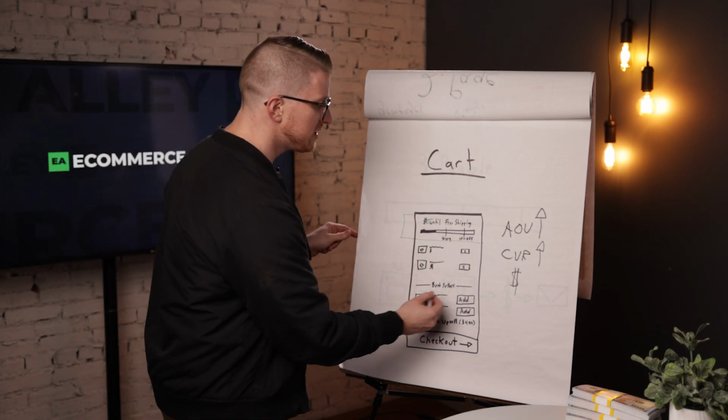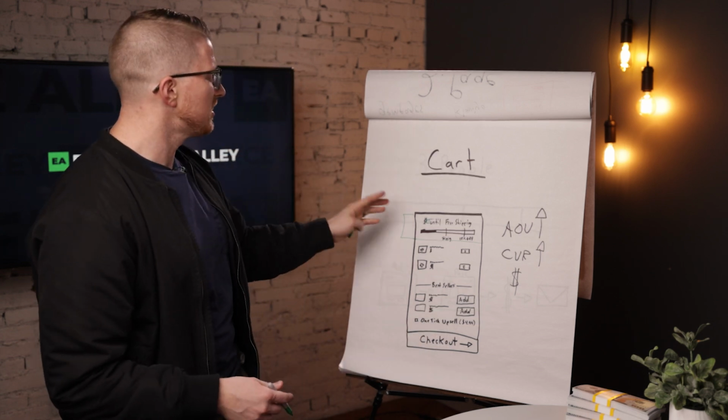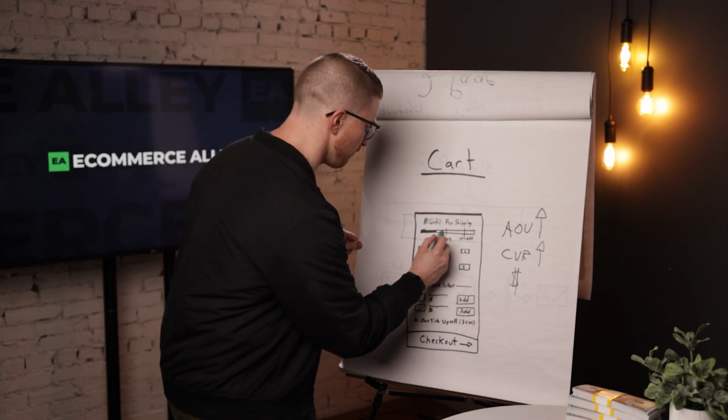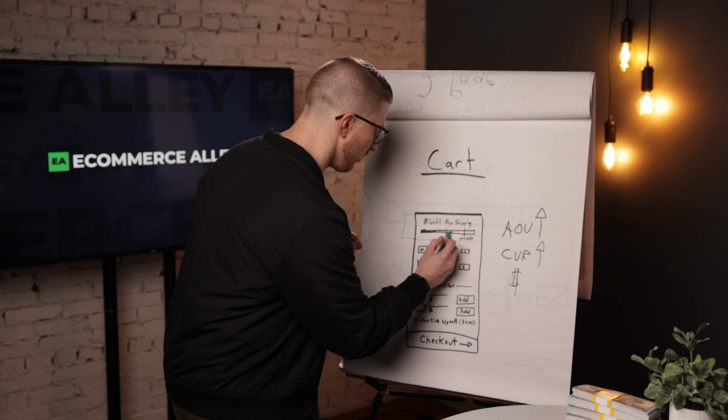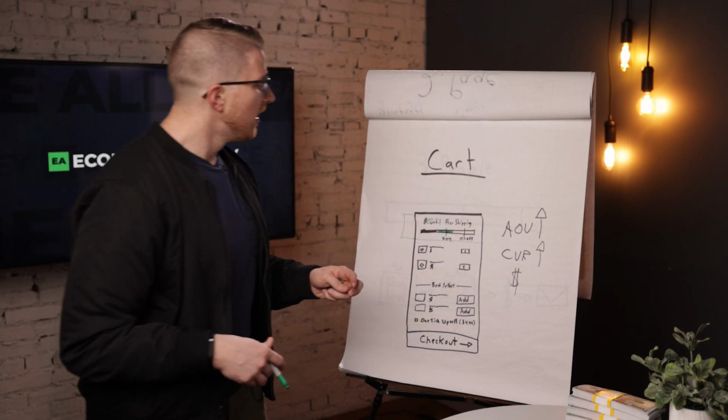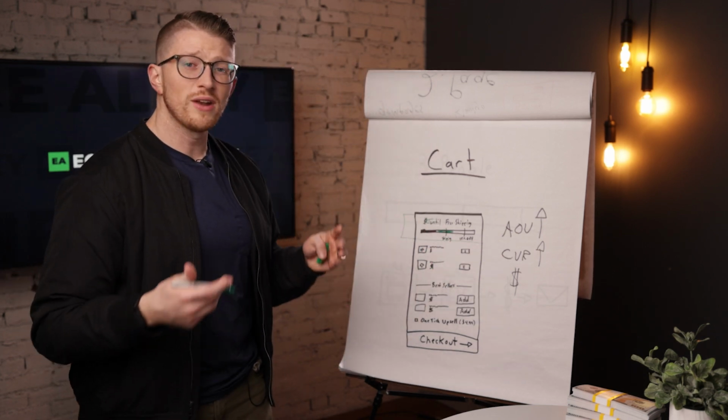And then you'll be able to see down here recommended bestsellers, and if they add more products in, then what's going to happen is this bar is going to fill in, and then once they're past it, it's going to say free shipping unlocked, right? It's called add to unlock.